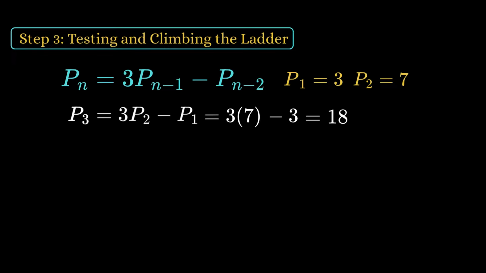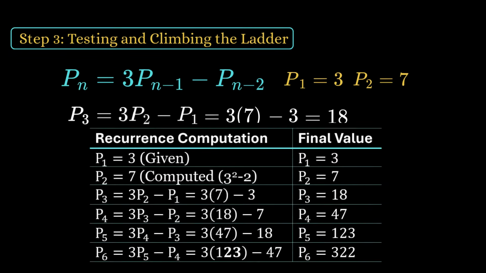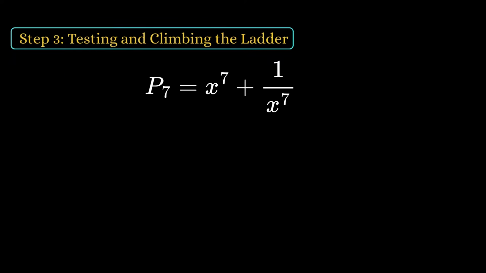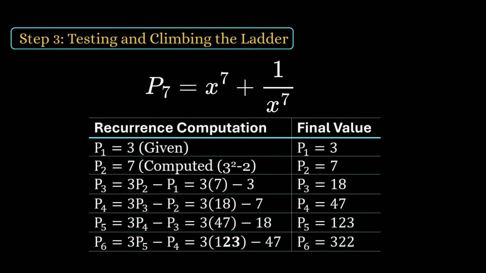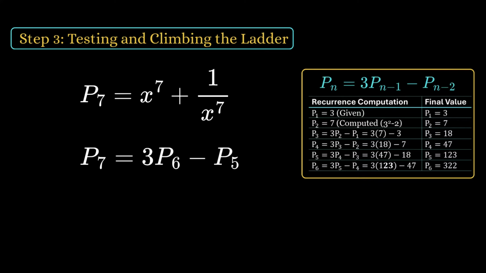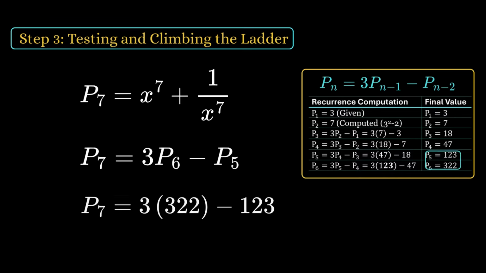Instead of calculating every single power one by one, we can climb much faster by organizing everything in a simple table. Here you can see P sub 3, P sub 4, P sub 5, and P sub 6. Let's jump straight to our odd power P sub 7. Using the values from the table, P sub 7 equals 3 times P sub 6 minus P sub 5. That's 3 times 322 minus 123. P sub 7 equals 843.